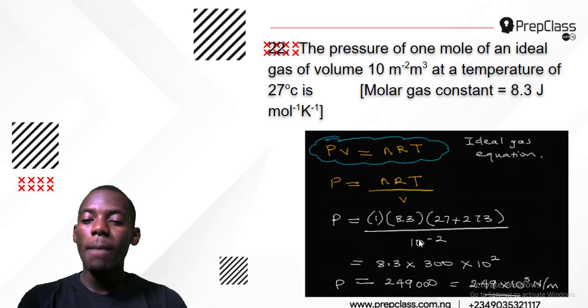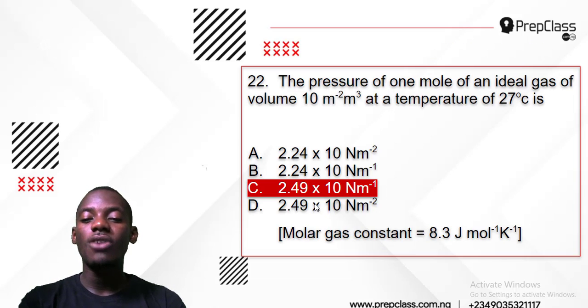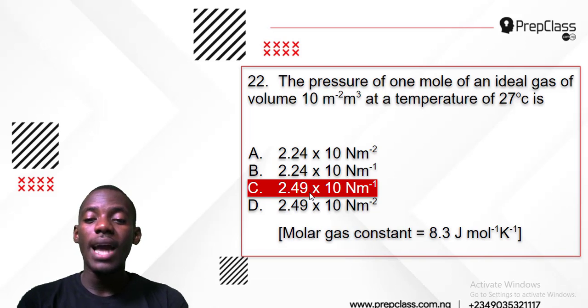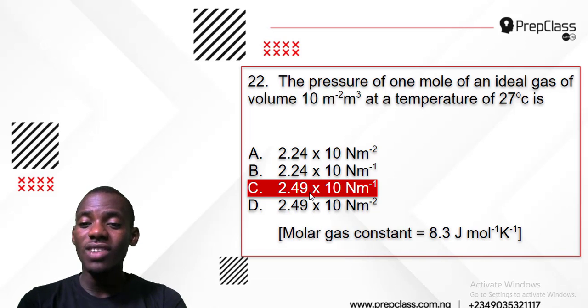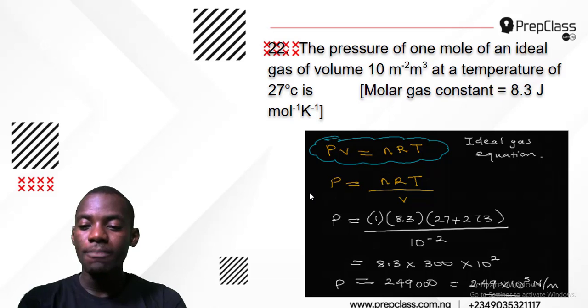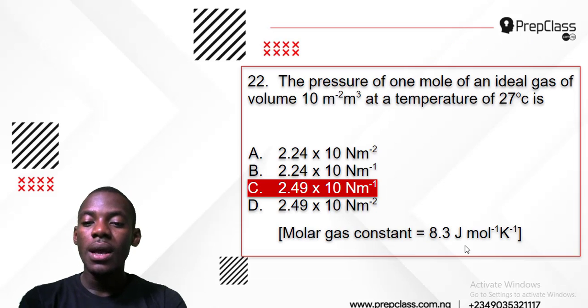Then the 10 to the power minus 2 will have to go up, and that will give me times 10 to the power 2. If you multiply this out, you'll be getting 249,000, and that is your pressure. It now becomes 2.49 times 10 to the power 5 Newton per meter squared, and that is the end of the answer.